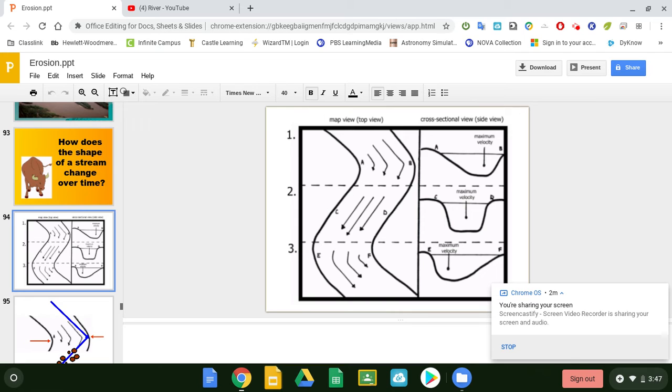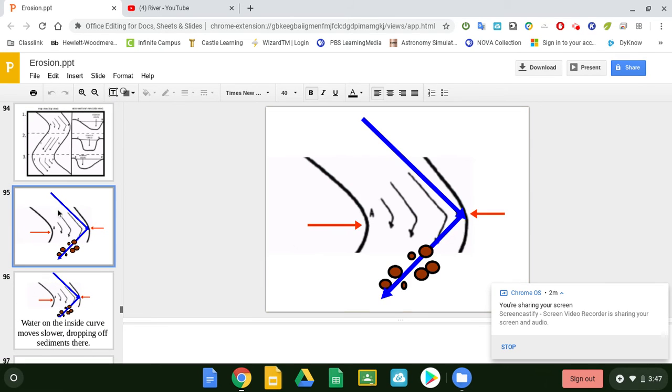What happens is, if we went back to our chart about water speed, you're going to have erosion on the outside and deposition on the inside, because the fastest water is going here. It's going to pick up the larger particles. The slowest water is here, and that's going to deposit or drop the particles. So that's what we're showing here. More erosion, more deposition.